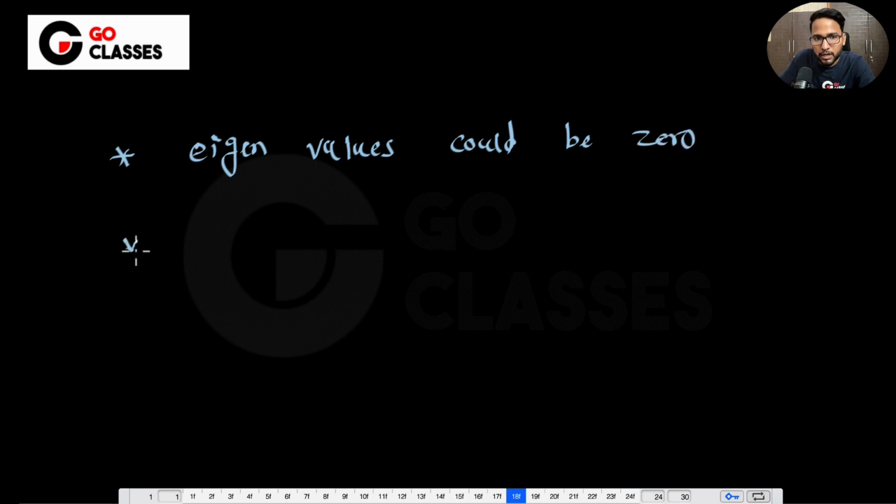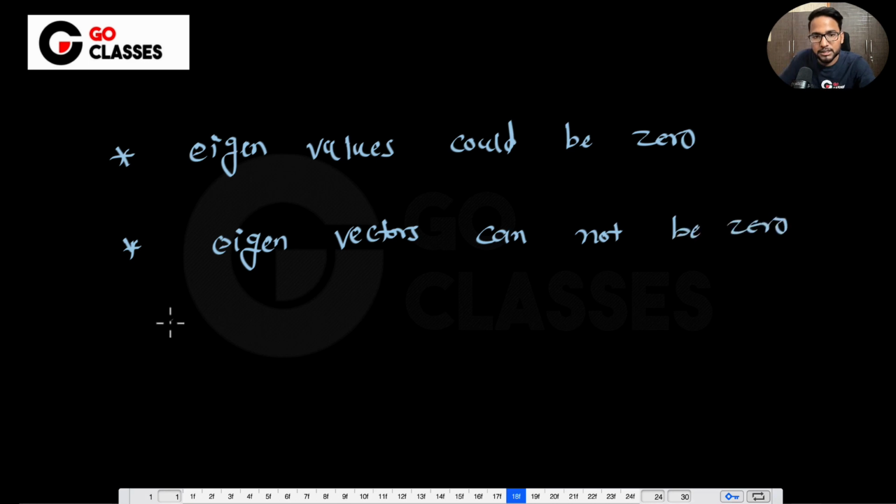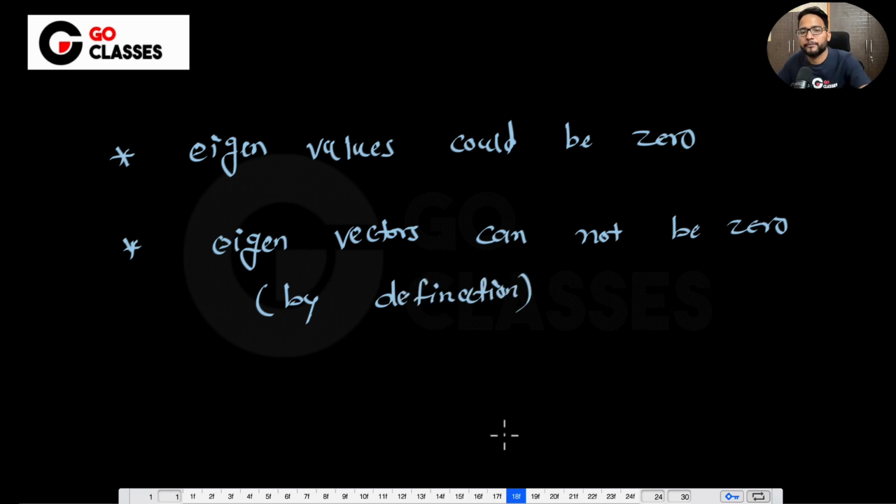So let me write it here. Eigenvalues could be zero. Eigenvectors cannot be zero by definition. Okay, I hope you understood. Cool.